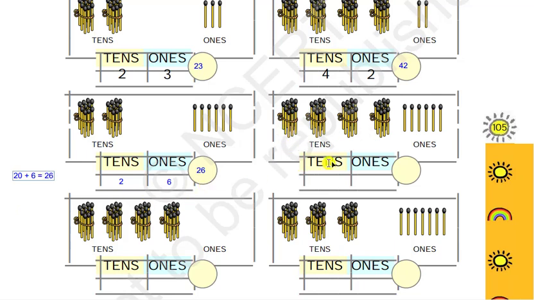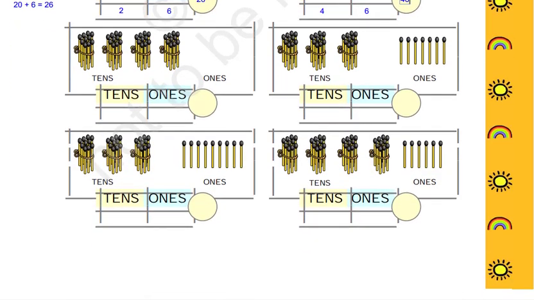Similarly, in this question there are 4 bundles, so we will write 4 tens and the loose matchsticks are 1, 2, 3, 4, 5, 6. So here it is 6 ones. So finally the answer here is 46. Next, in this question there are 4 bundles of matchsticks, so it is 4 tens and the loose matchsticks here are 0. There are no loose matchsticks, so we will write here 0 ones. So the total number of matchsticks here is 40.